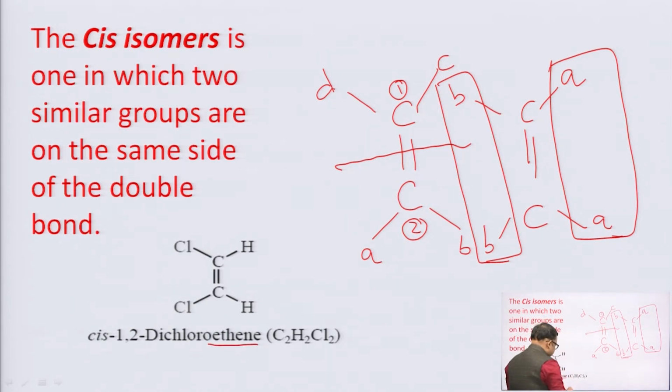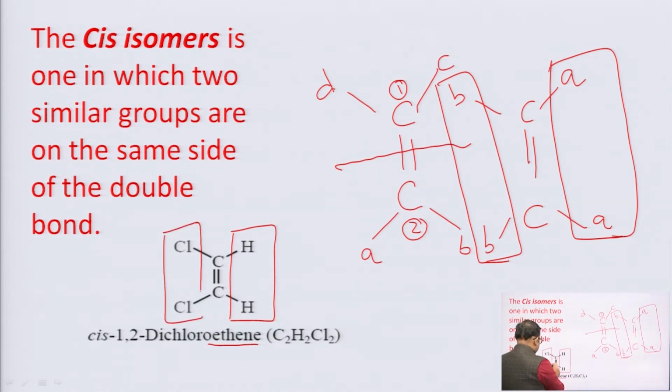1,2-dichloroethene. In this structure, it is clearly recognized that 2 hydrogen atoms are present on the same side and the chlorine atoms are present on the same side. So, this type of arrangement of atoms or substituents results in the cis isomer. I hope students you understand what a cis isomer is.